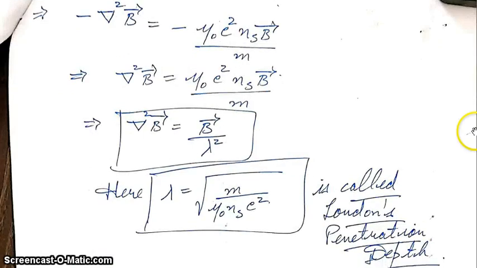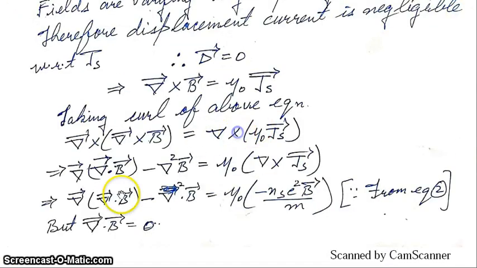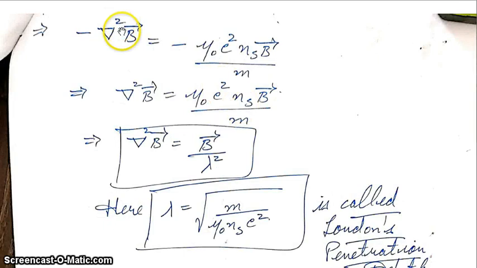Now, but del dot B is equal to 0. This is Maxwell's second equation: del vector dot B vector is 0. Put this value here. This term becomes 0. The rest of the term is minus del square B is equal to mu naught into this thing, right? Minus del square B is equal to minus mu naught e square ns B by m. Cancel the negative sign from both sides. Del square B vector is equal to mu naught e square ns B vector by m, right?